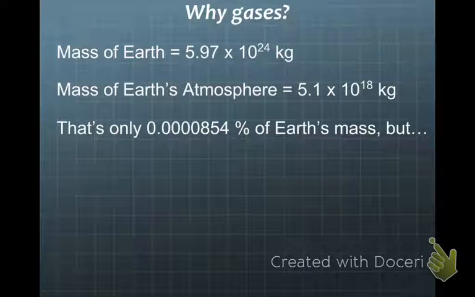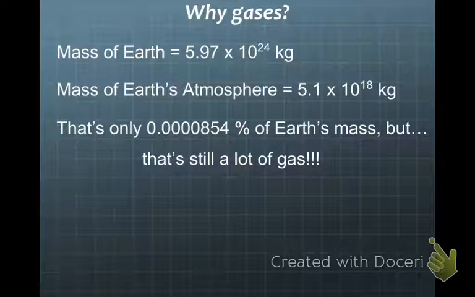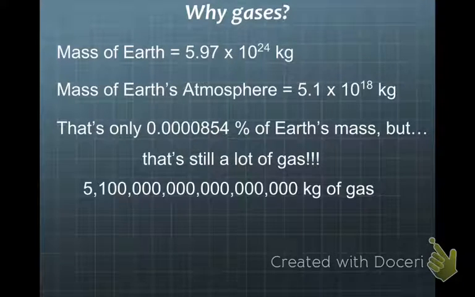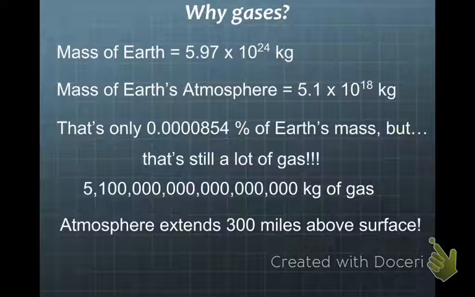That's only 0.0000854% of the Earth's total mass, but what is all of that atmosphere made of? Gas. All of that atmosphere is made of gas. That is that many zeros, kilograms of gas. And the atmosphere goes up to 300 miles above the surface.